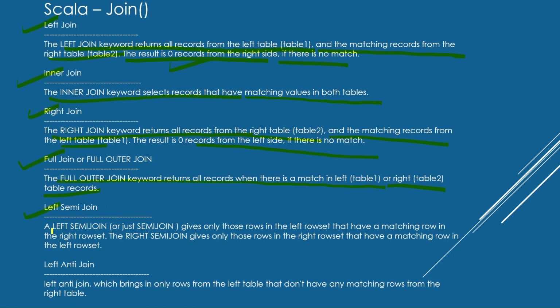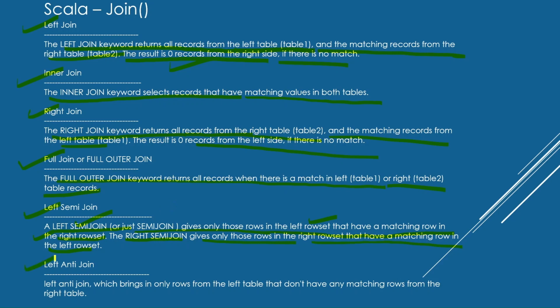Then what is the left semi join? A left semi join, or a semi join, gives only those rows in the left row set that have a matching row in the right row set. The right join gives only those rows in the right row set that have a matching row in the left row set. So let's discuss this. First, left semi join: it will give those rows present in the left row set that have matching rows in the right row set.